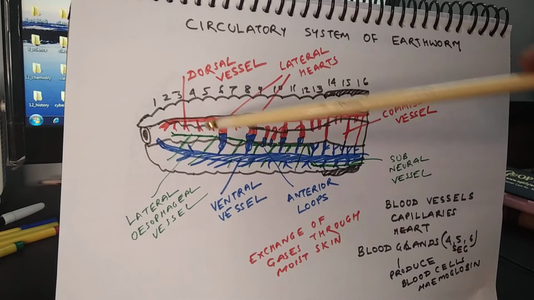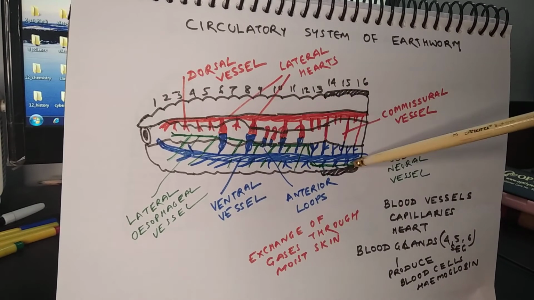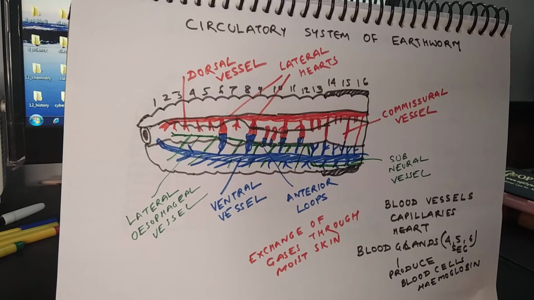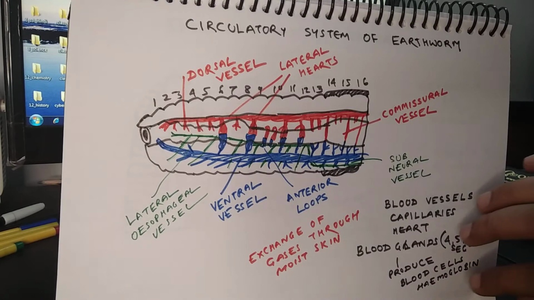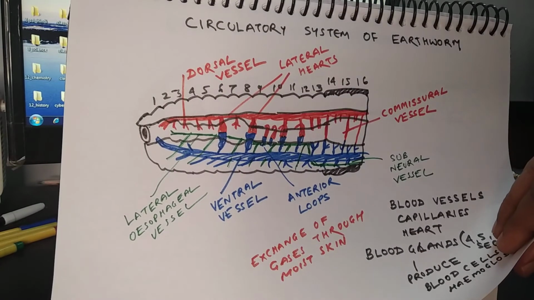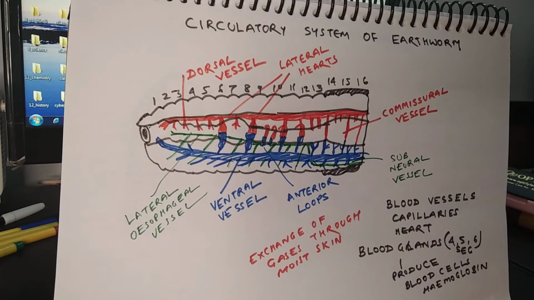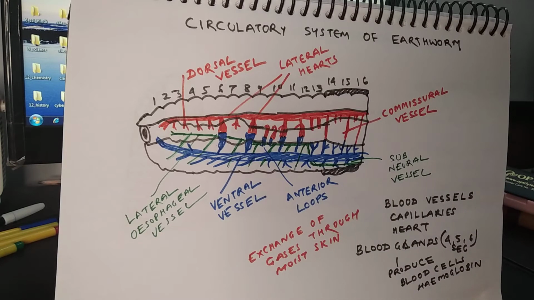Then there is a subneural vessel, which is shown by this green line. And this subneural vessel supplies the neural system. So that's all about the circulatory system of earthworm. Moreover, there is no special respiratory organ in the earthworm, so exchange of gases takes place through the moist skin.